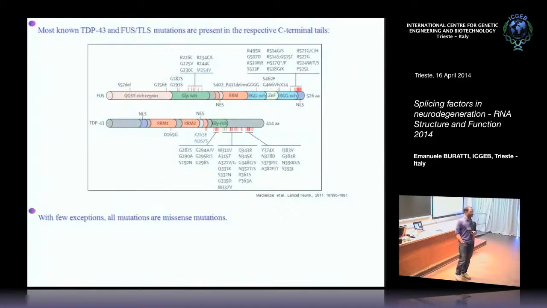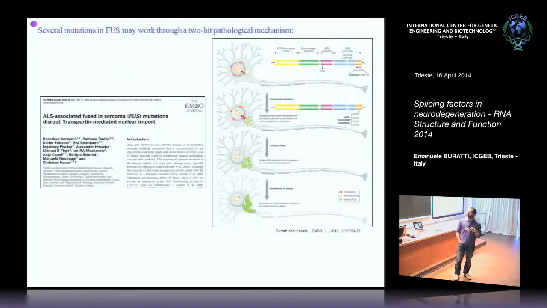For the search of mutations, again, people have been screening Tdp-43 in very large populations of patients affected by ALS, and now we know more than 40 or 50 mutations that all cluster in the C-terminal region. Most of these mutations are actually missense mutations, and for many of them, we actually don't know what they are doing.